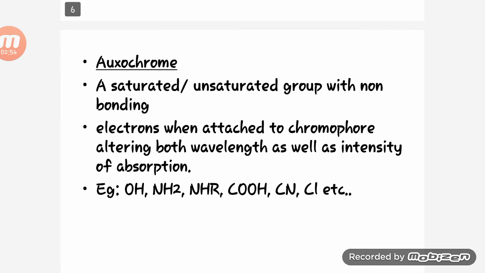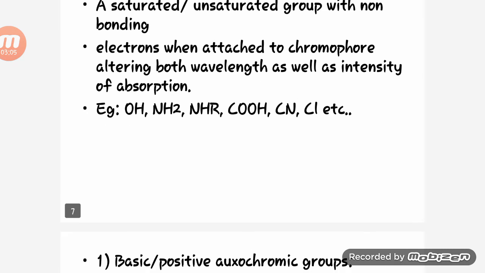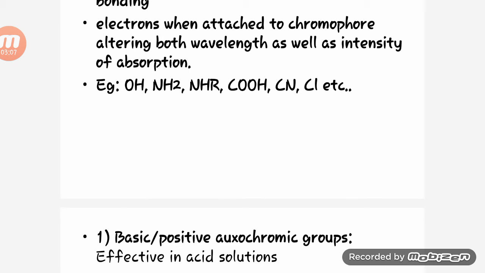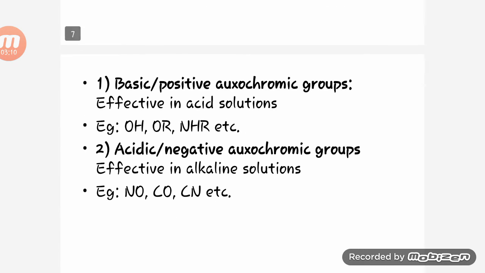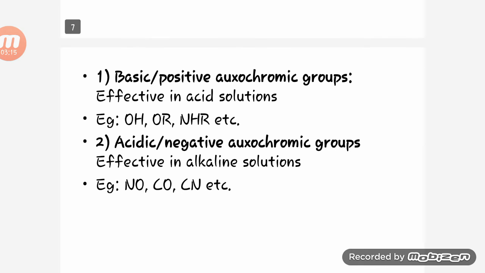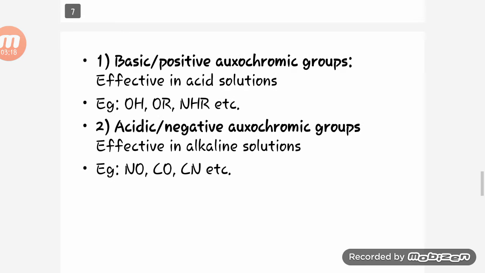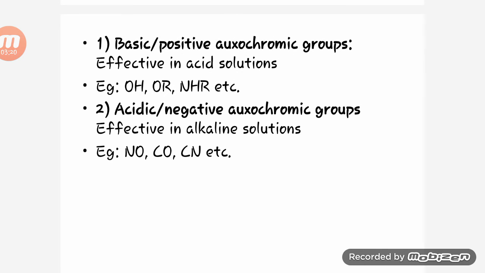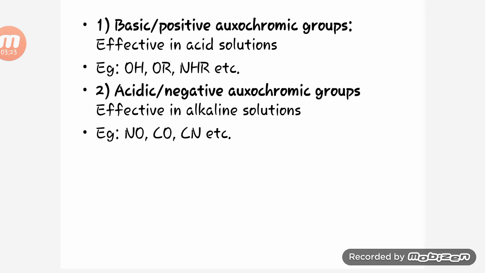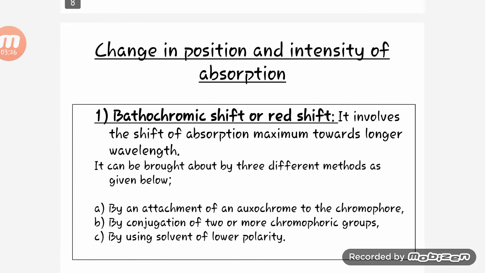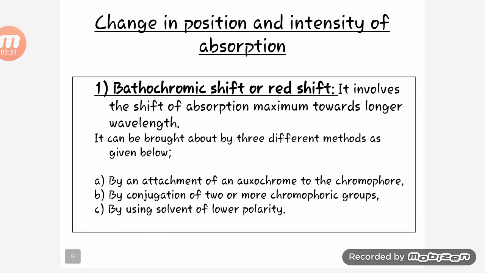So an auxochrome, a saturated or unsaturated group with non-bonding electrons, when attached to a chromophore, alters both the wavelength as well as the intensity of the absorption, for example OH, NH2, CHO and so on. Basic and positive auxochromic groups are effective in acid solution, that is OH, OR and NHR. Acidic and negative auxochromic groups are effective in alkaline solution, for example NO, COOH. Now, change in position and intensity of the absorption.